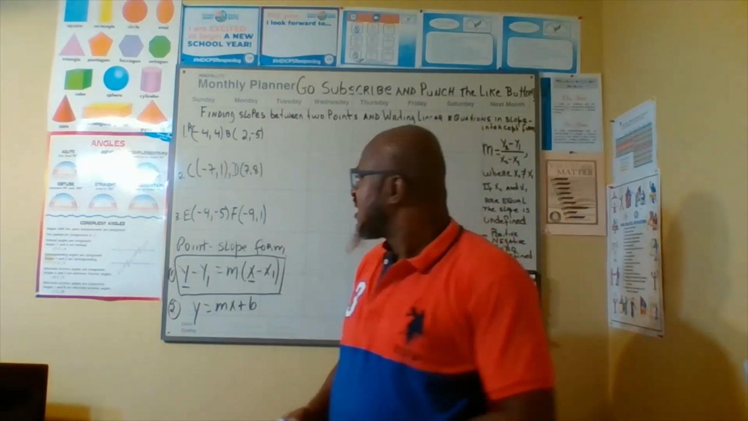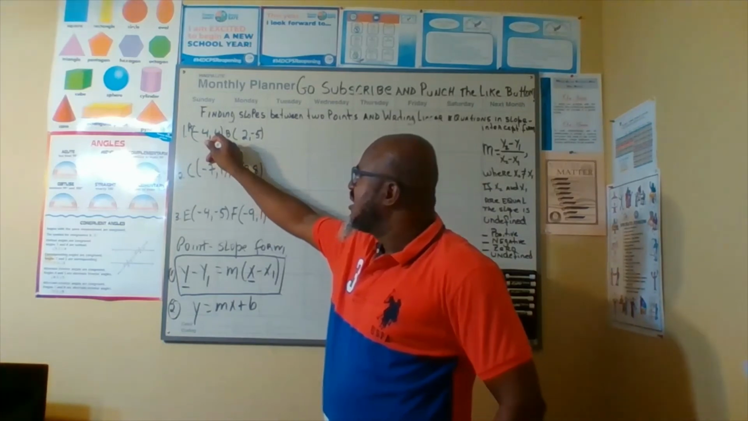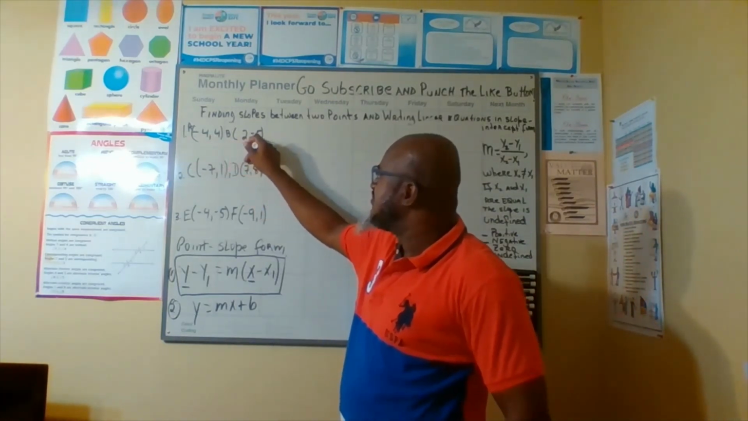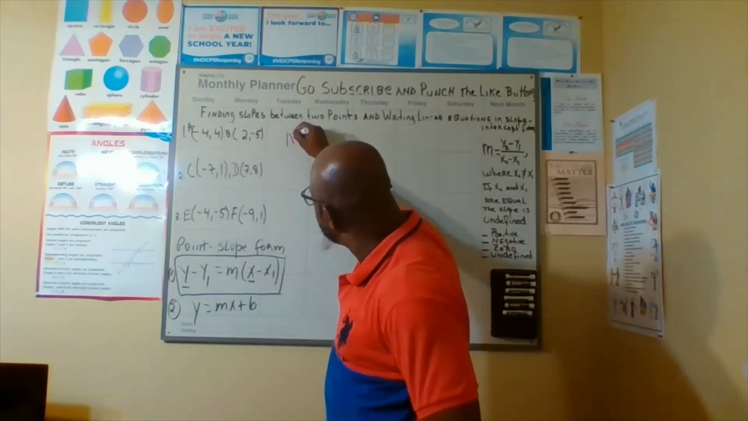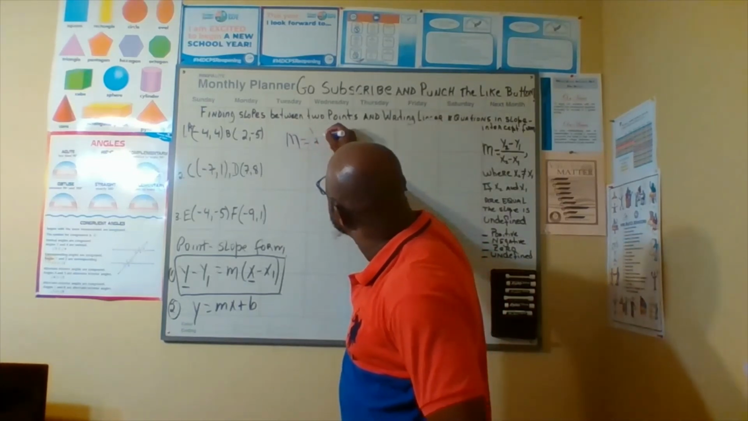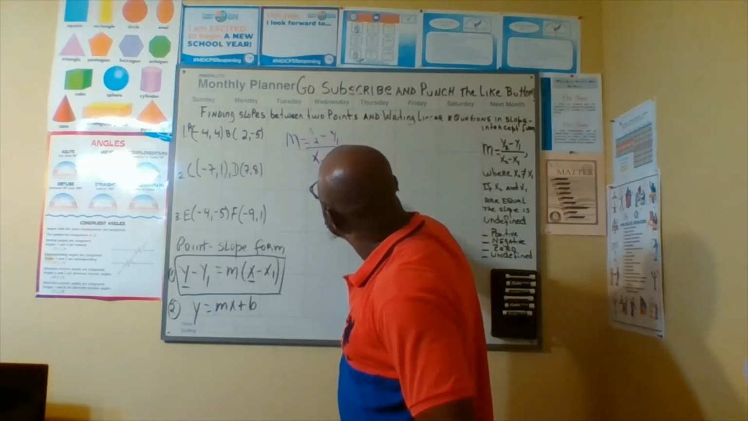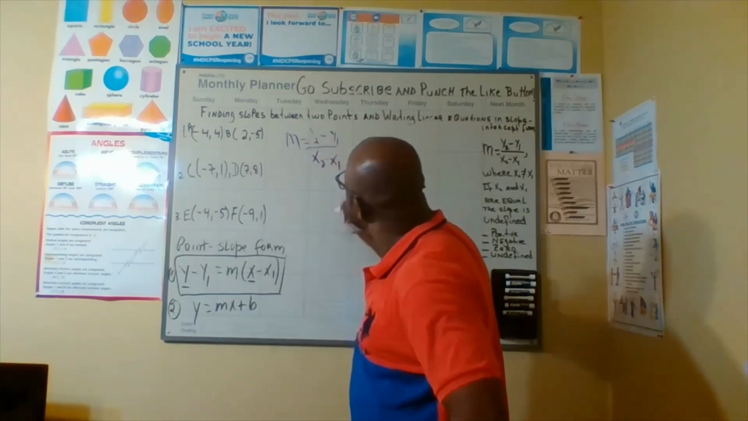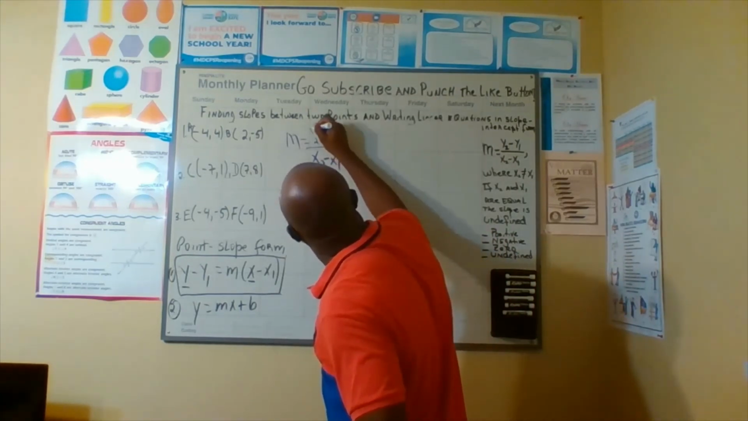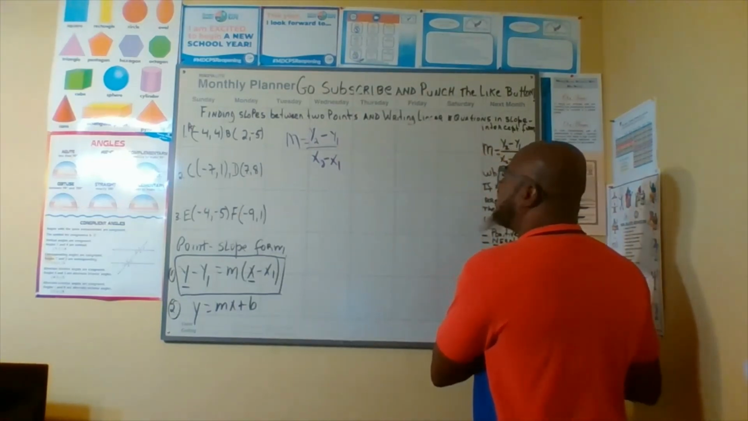All right, so I have a point here, point A, which is negative 4, 4, point B, which is 2, negative 5. So I'm going to calculate my slope. M equals, right, it says y sub 2 minus y sub 1 over x sub 2 minus x sub 1. This is my formula. There's a minus between them. Now I'm just going to replace them in the formula to calculate the slope.